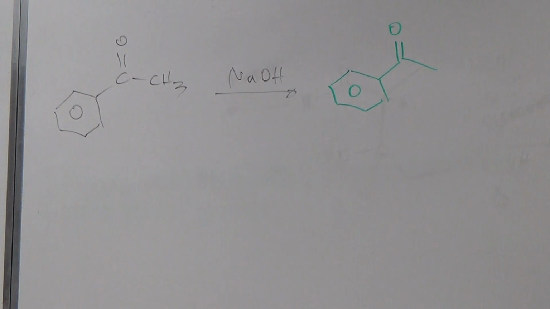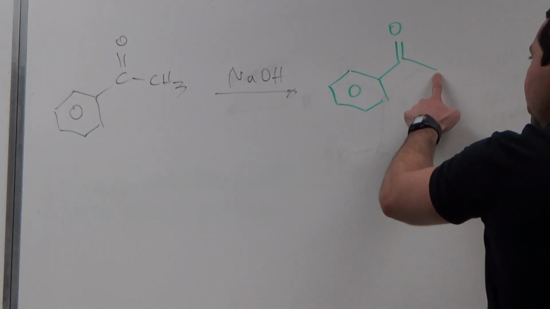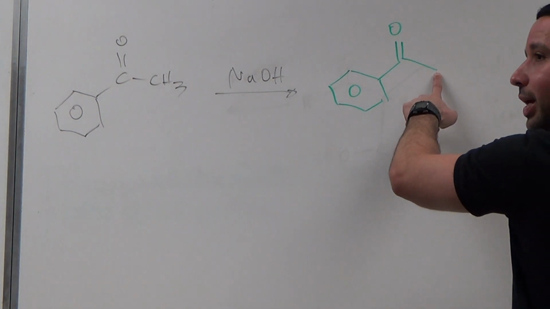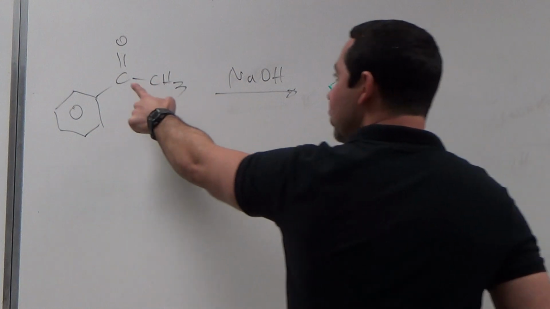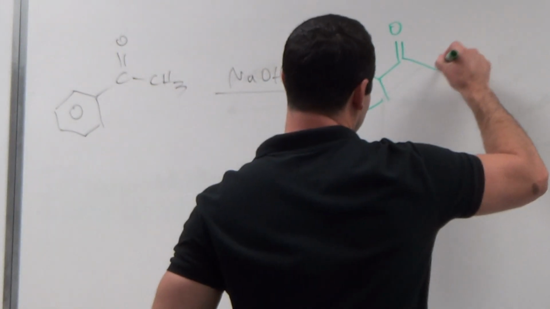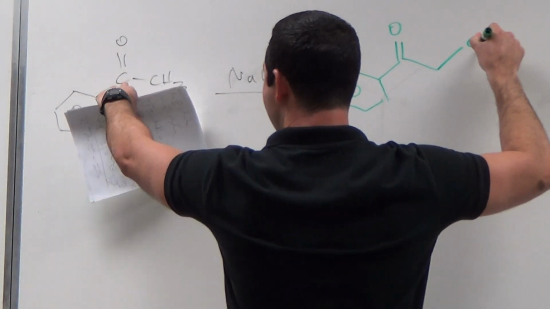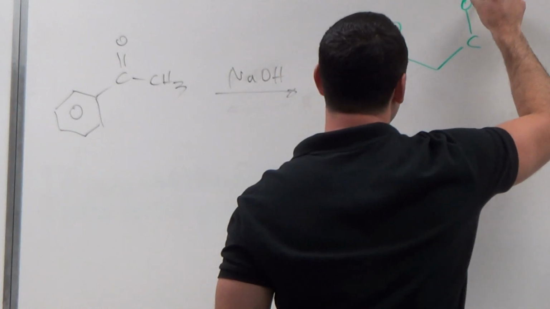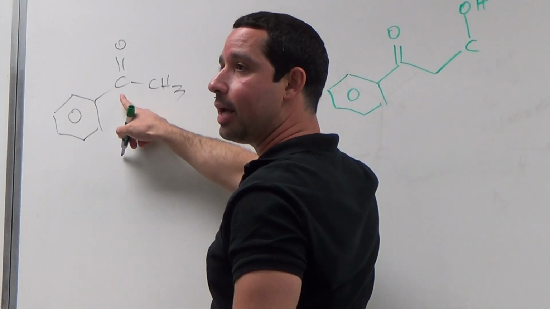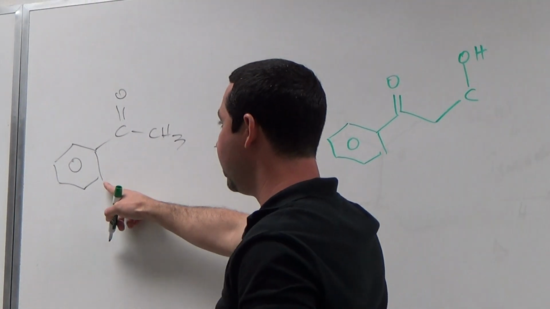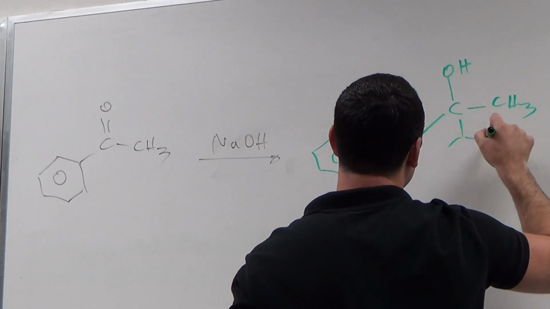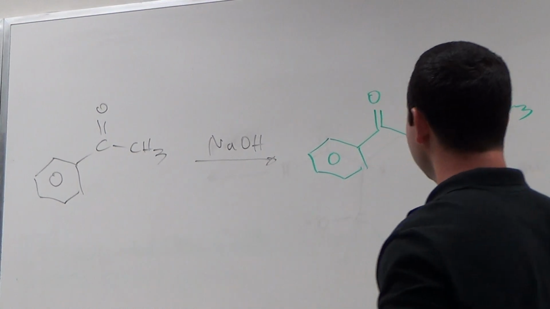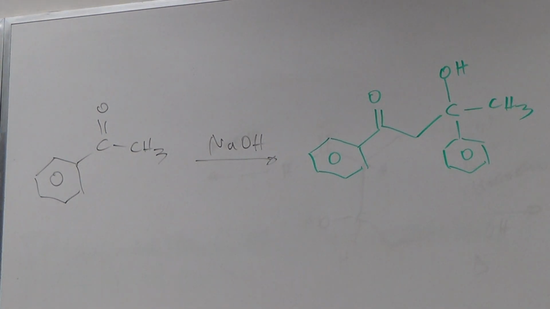There you go. I drew the same thing, yes? This carbon here is the one that is going to make a bond to what other carbon? To this carbon. A bond to that carbon. And this carbon is going to have an OH on it and whatever else it has, which is CH3. You agree, yes or no?